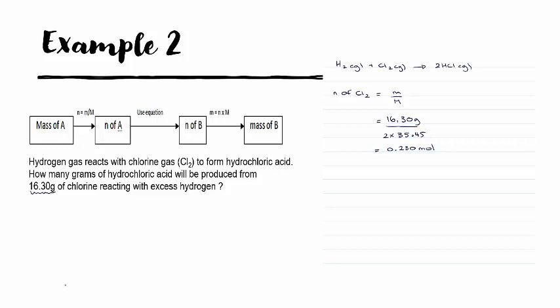The next step is to work out from the equation the number of moles of HCl. We can see from the equation that the ratio of Cl2 to HCl is 1:2. So therefore the number of moles of HCl is going to be double the number of moles of chlorine gas. Okay, and the last step will be to work out the mass of hydrochloric acid.